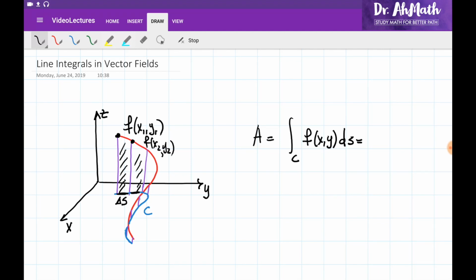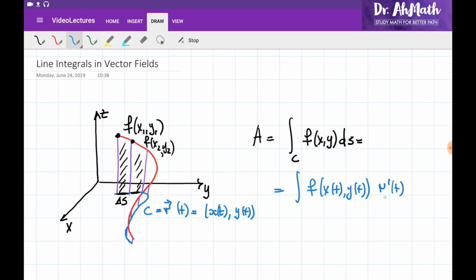When we need to evaluate the area under the surface along some curve C, we would use line integration. If this curve C is given as the vector function r of t, which has components, some function x of t and some function y of t, this integration would become the integration of f of x of t, y of t, and I would substitute ds with the magnitude of r prime, and I would integrate this with respect to t, where t changes from t1 to t2.